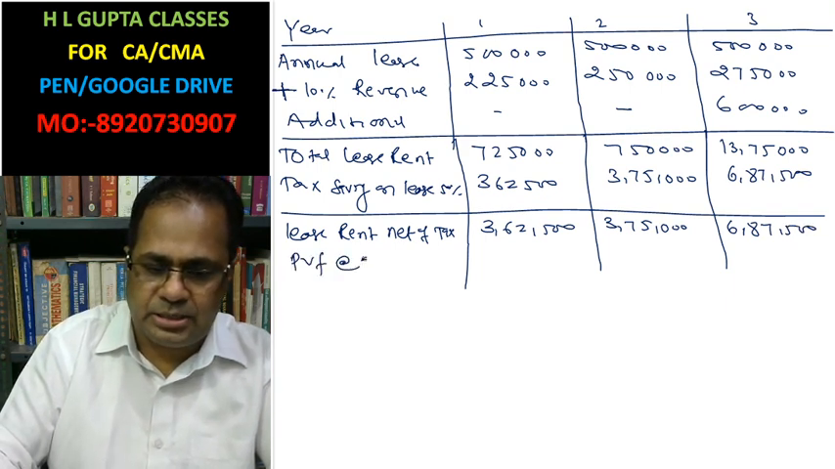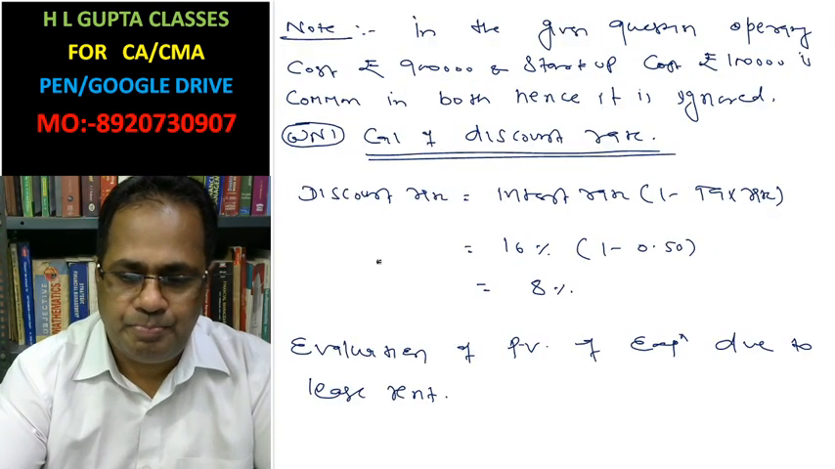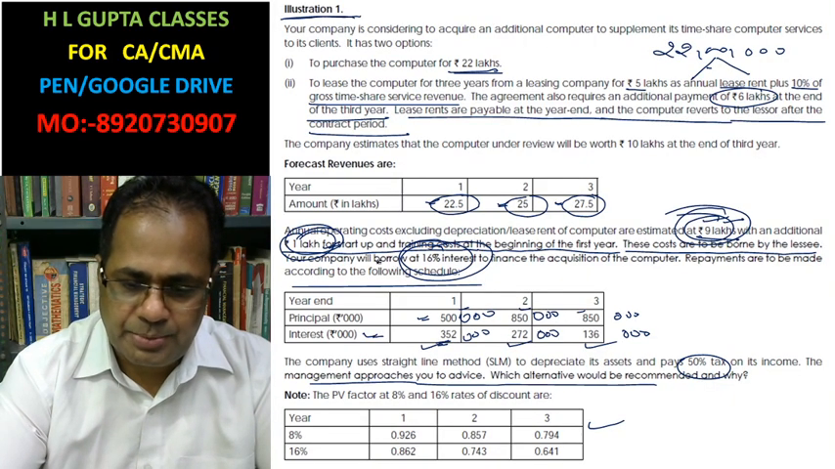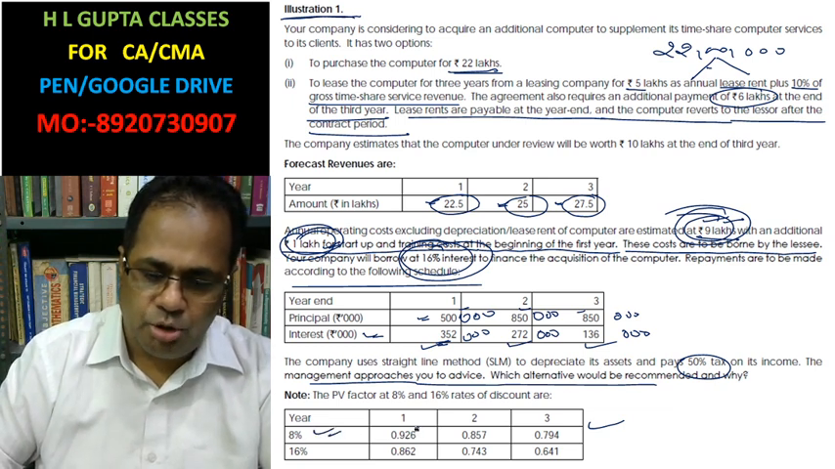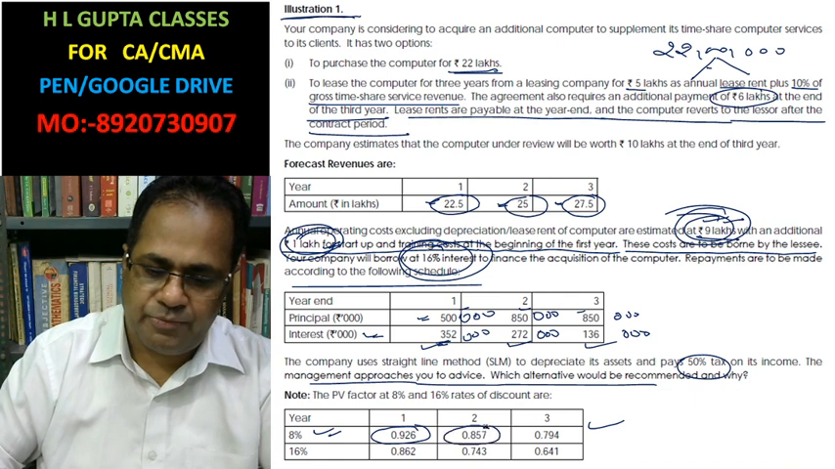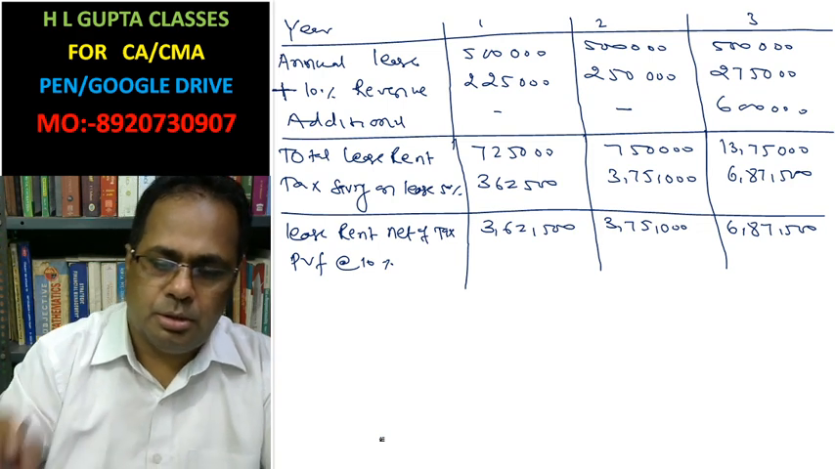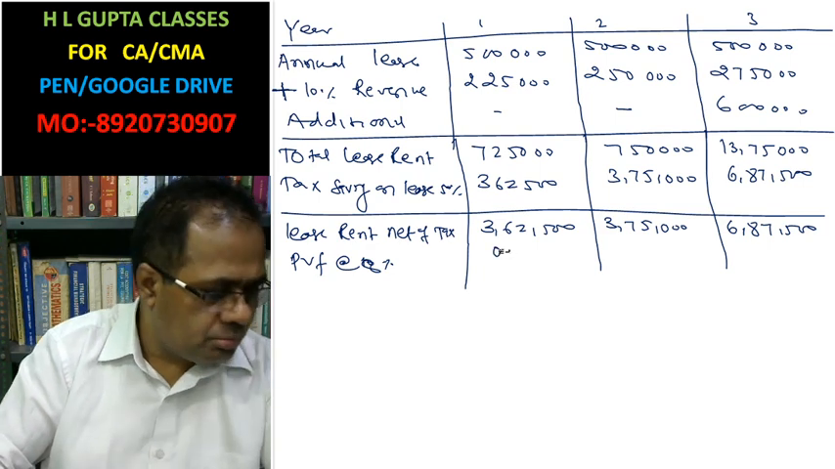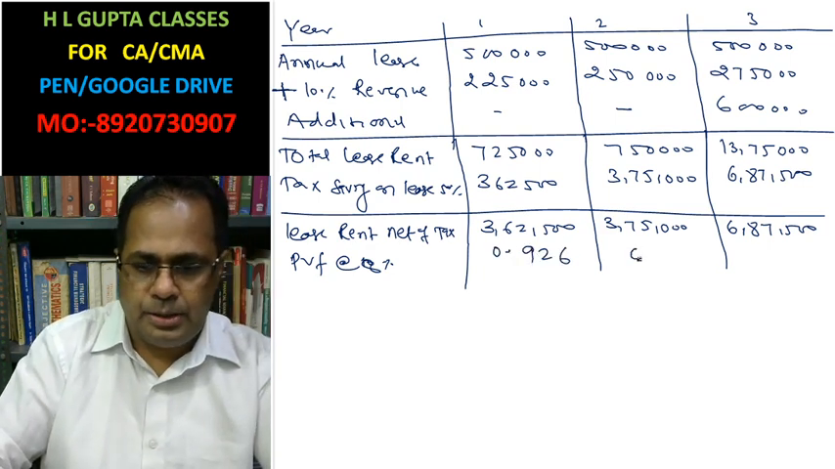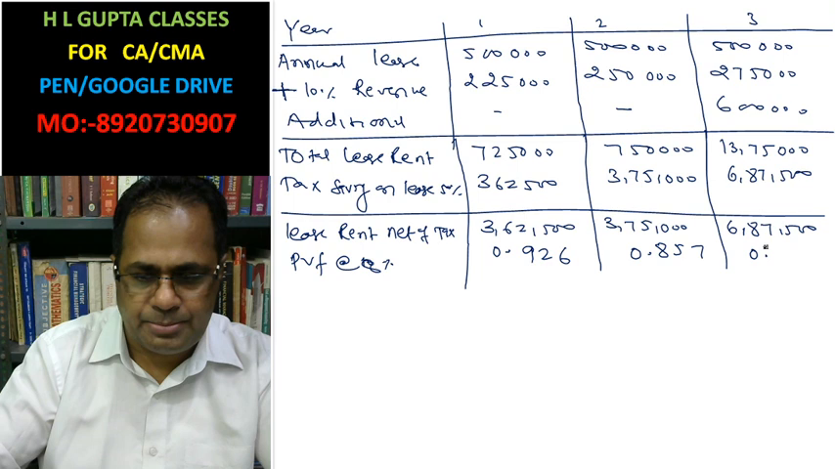Present value factor at the rate of 8%. Please try to understand in this case. This is because of 8%: 0.926, 0.857, 0.794. Look at here. It is 8%.